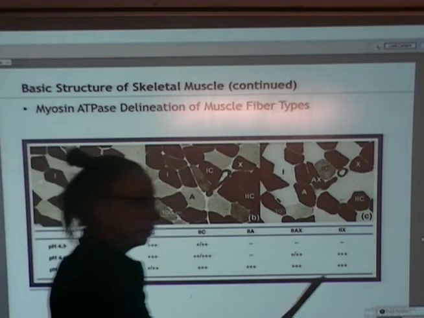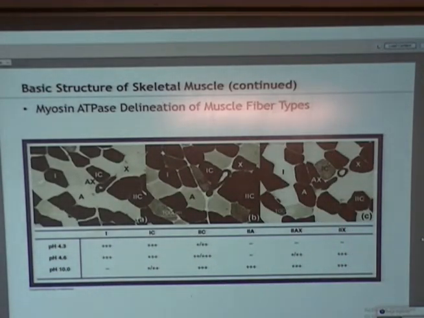Yes, you said type 2A are somewhat oxidative? Yes, yeah.